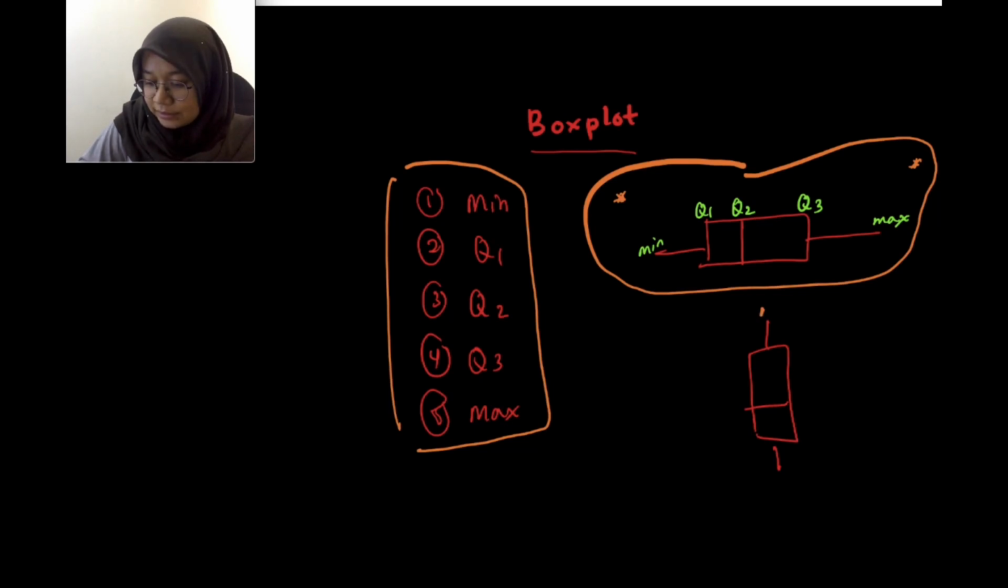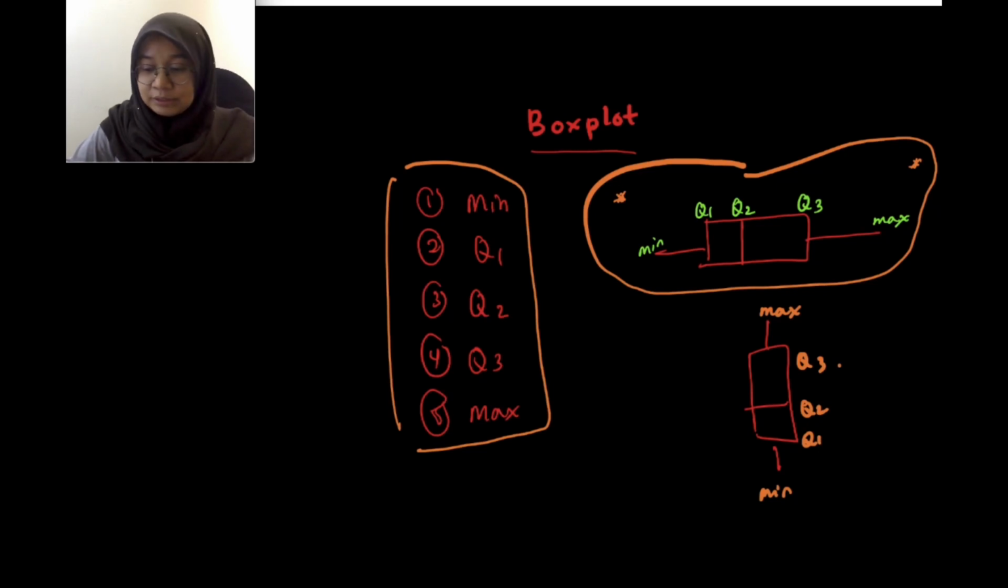So this one is the maximum, this one is the minimum, then Q1, Q2 and Q3. You will find box plots when you read many journal papers. They use box plots to summarize and display their data.